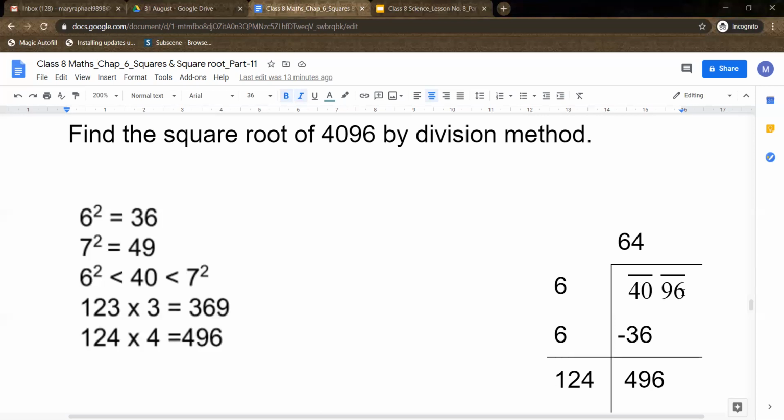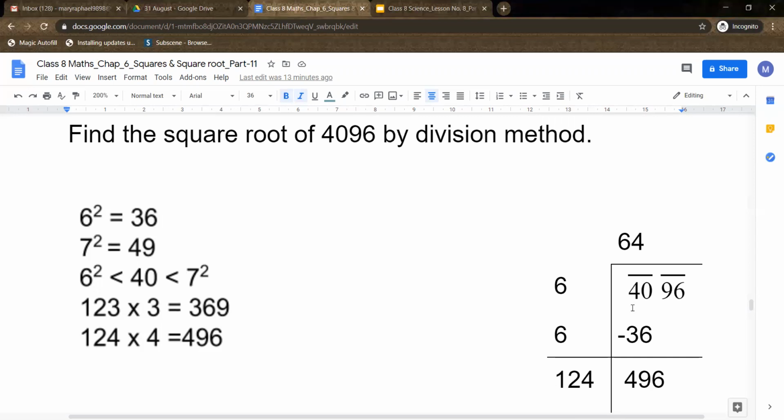So we have 2 groups or 2 pairs of numbers. How many pairs are there? That many steps of division will be there. Here 2 pairs are there, so there will be 2 steps of division. Now take the first pair from the left side. What is the first pair? 40. Now we have to see which perfect square is equal to 40 or less than 40.